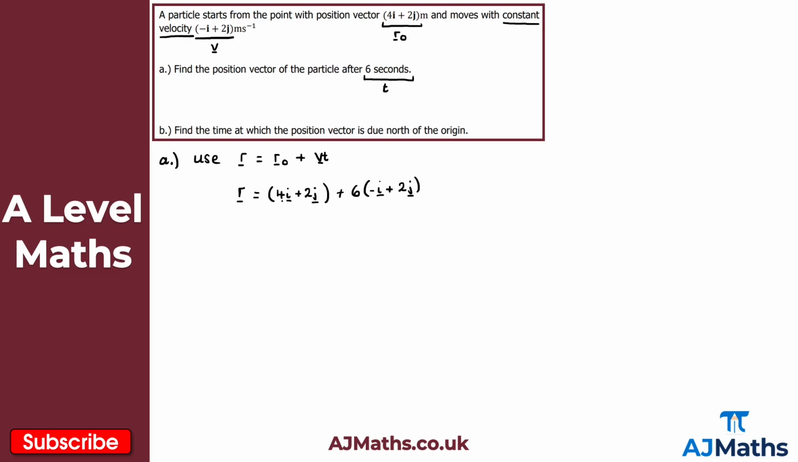So I've got 4 plus 6 lots of minus 1. That's the same as 4 minus 6, giving me minus 2. So r here is equal to minus 2i. And then for the j component, I've got 2 plus 6 lots of 2, so 2 plus 12, giving me 14, so plus 14j.